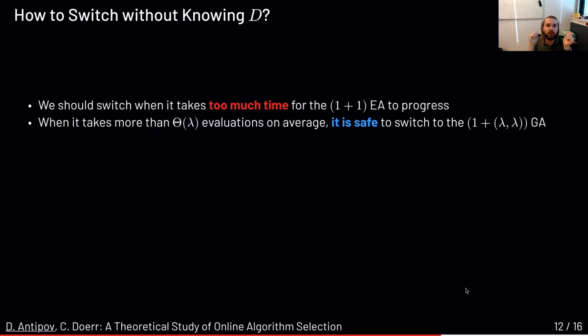when on average we have already spent at least λ evaluations and have no progress, because it means that the more complicated mechanism of the 1+(λ,λ) GA doesn't spoil our fitness evaluations. Does it mean that we need to switch after λ consecutive fails to get progress?